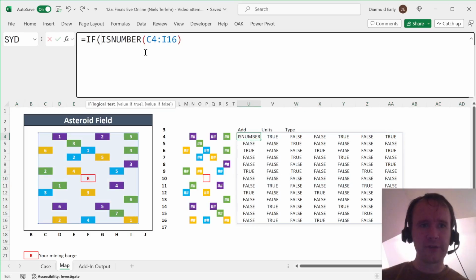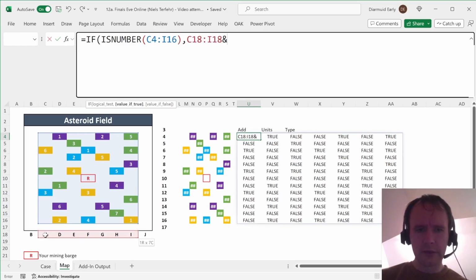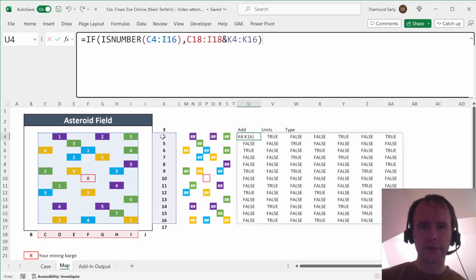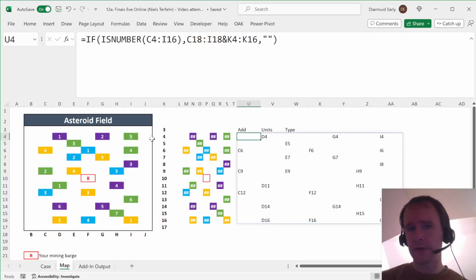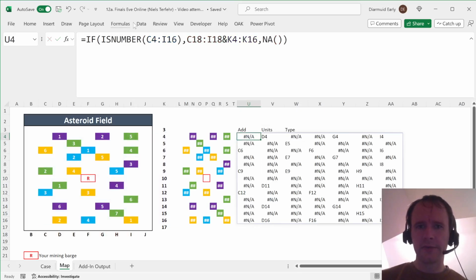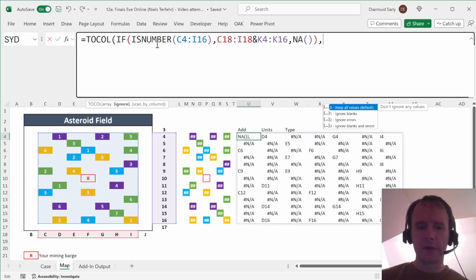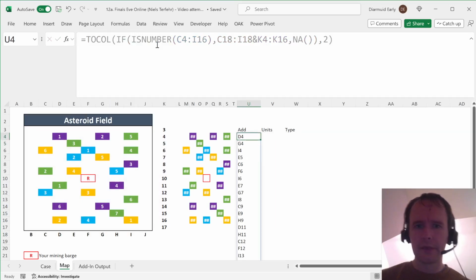Then I'm going to say if isNumber that, then give me this and this, which is the address. So the letters and then the numbers. Otherwise blank, and that gives me all of those. Now I'm just going to change this to be otherwise NA, because then I can wrap this in a to-call and ignore errors. And so this gives me the list of the addresses of all the asteroids.